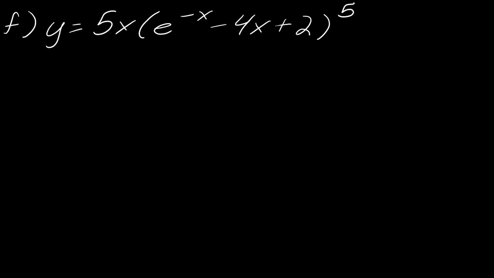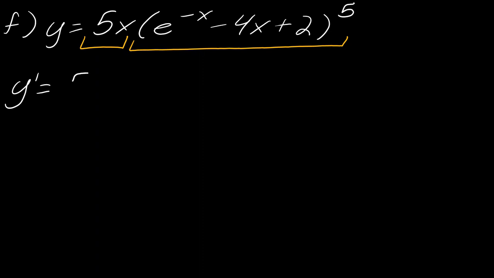Okay, so moving on to f here. Once again, this is actually requiring the product rule, and then the chain rule is just going to pop up. So here's one function, here's the other function. Let's go ahead and get this party started. First I'm going to take the derivative of 5x. The derivative of 5x is just 5, and then I leave the second part of this alone.